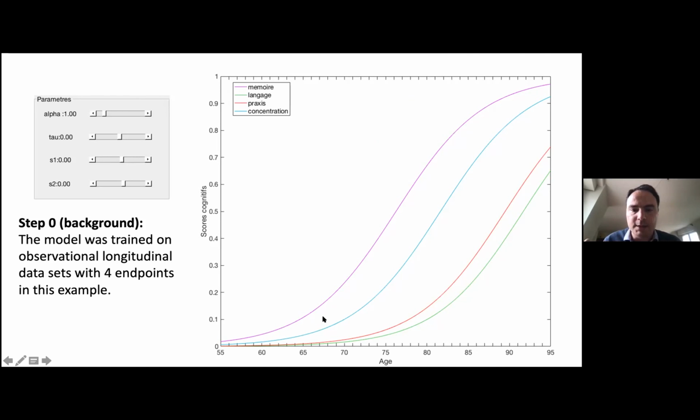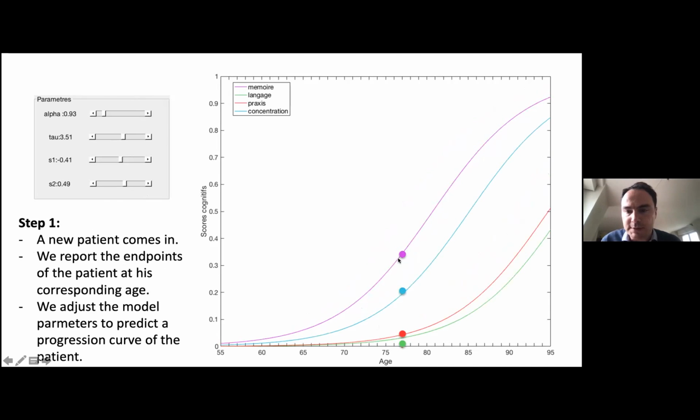Imagine I have trained the model on a longitudinal data set where I have multiple subjects seen at multiple time points. So here is the main logistics: this geodesic in dimension 4, and I trained the model, so I know the distribution of all these parameters. Now there is a new patient coming in that has not been seen before, and I measure the 4 different biomarkers for this subject. I report these 4 measurements, and we can estimate the most likely parameters that allow us to fit the curve to the data points of the subject.